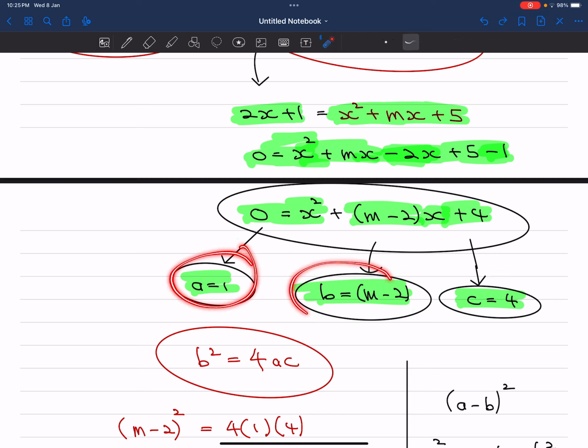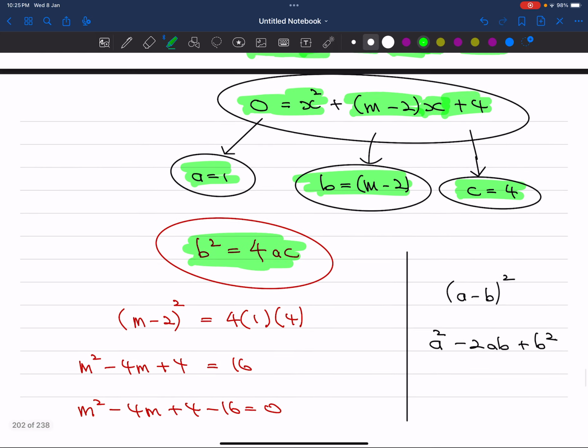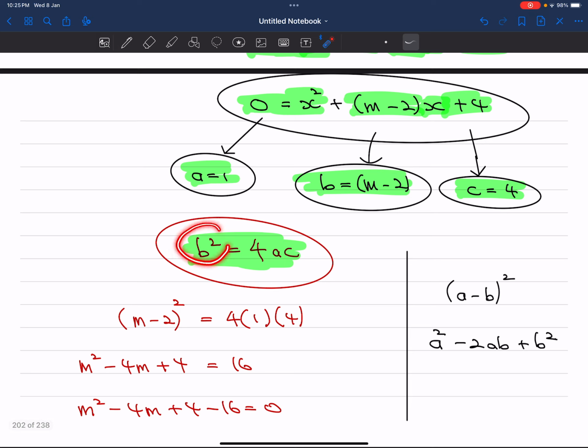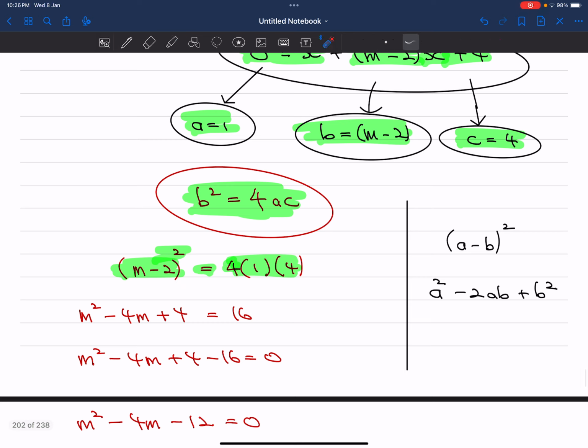Now we take the a, b, c, and we put them inside the formula b squared equals 4ac. This is very simple. b is m minus 2. m minus 2 is the b squared, don't forget, equals 4ac. A is 1, c is 4. So 4, 1, 4. I put in brackets. Now here, m minus 2 bracket squared. We are going to use your form 1, form 2, form 3 formula. a minus b bracket squared is a squared minus 2ab plus b squared. So that's what I'm doing here.